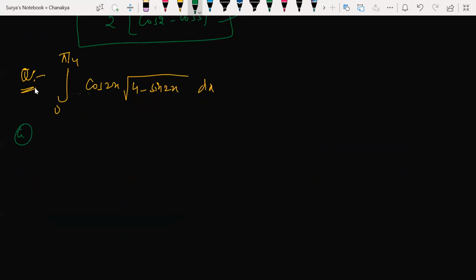Option A, (8 plus 3 root 3) by 3. Option B, 1 plus root 3. Option C, (8 minus 3 root 3) by 3. Option D, 1 minus root 3. Quick. So 4 minus sine 2x can be written as what?